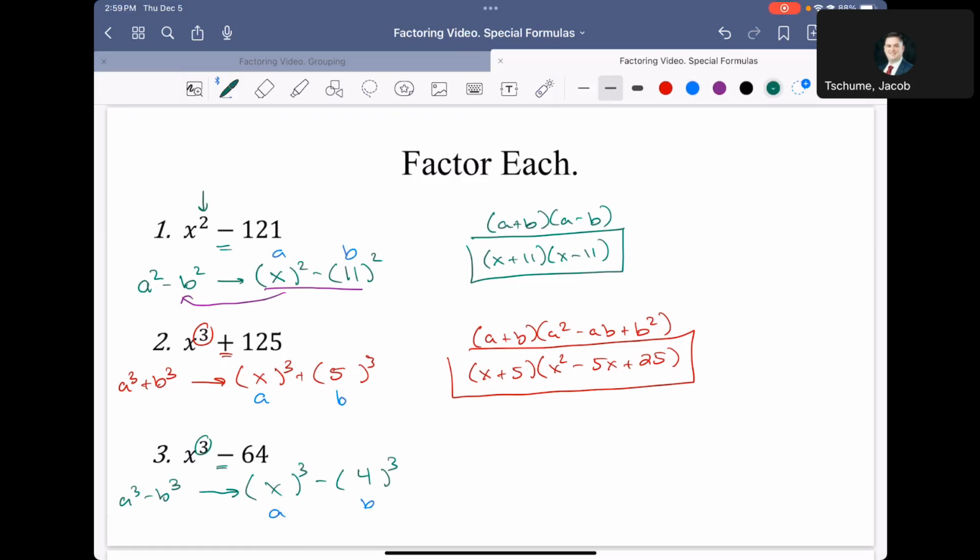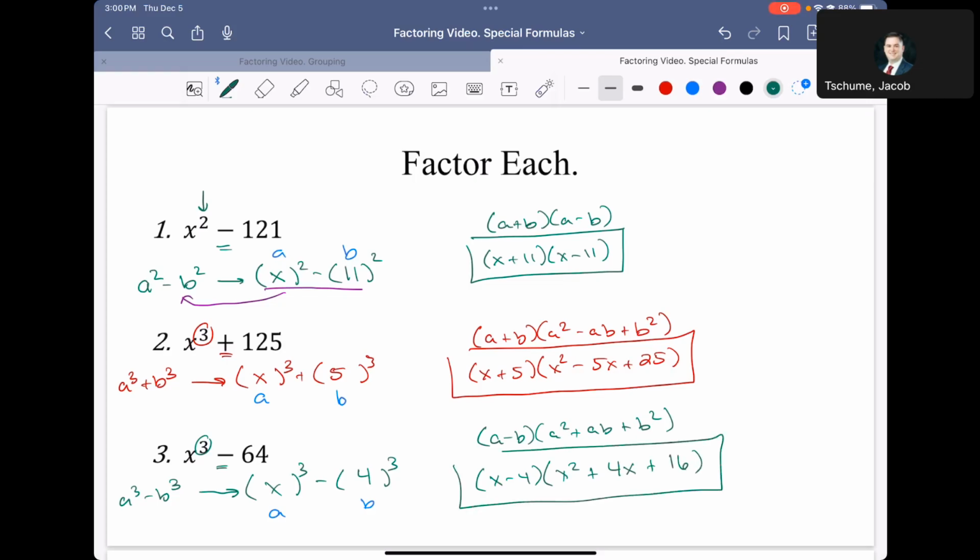For our subtraction of cubes formula, it is a little different from the one above because the first two signs are different. You're going to have a minus b times a squared plus ab plus b squared. And if I plug my a and b into all of these parts, you should get x minus 4. If you square your a value, you will get x squared again. Plus a times b would give you 4x. And then b squared, 4 times 4, gives you 16. And this would be your factored form of the difference of cubes.